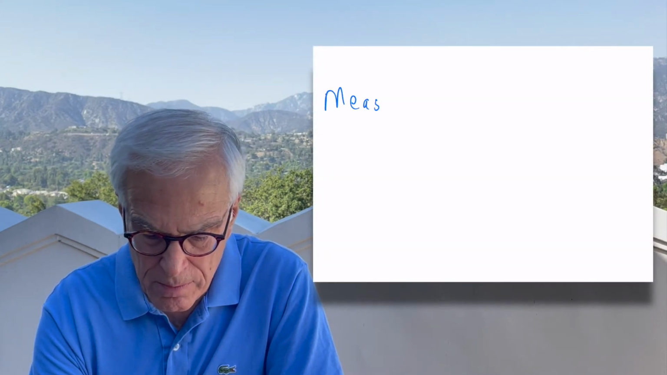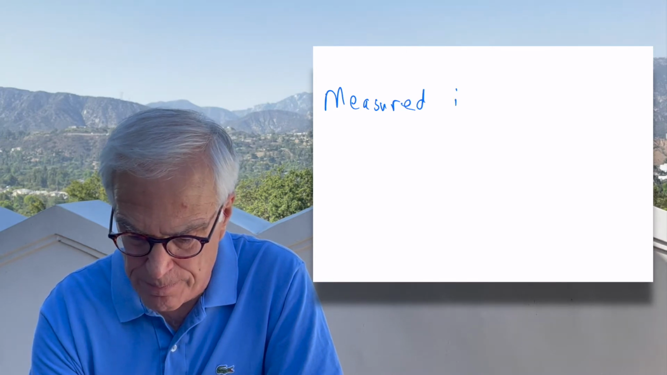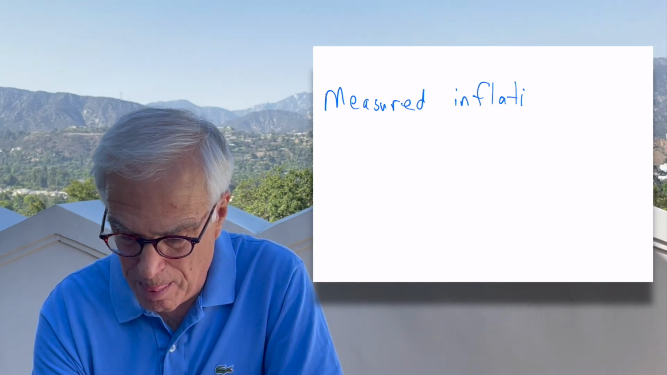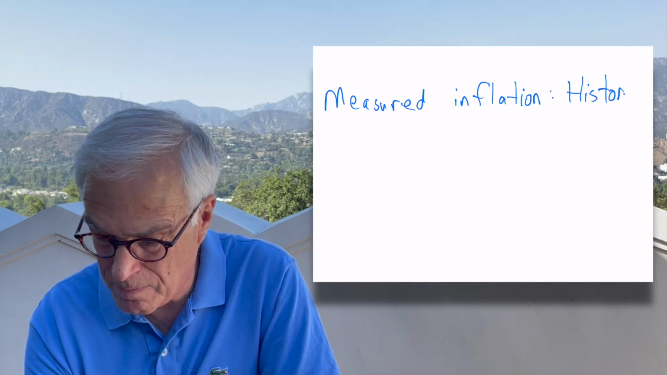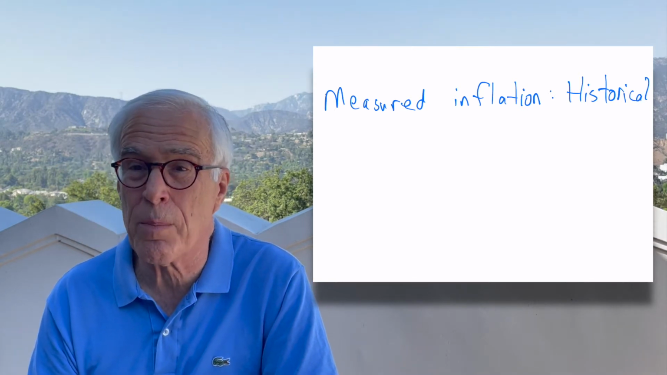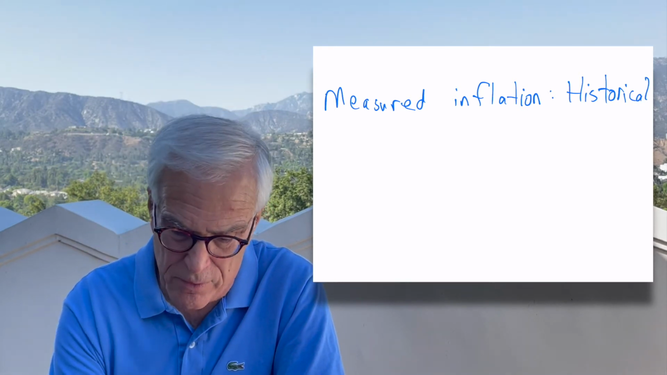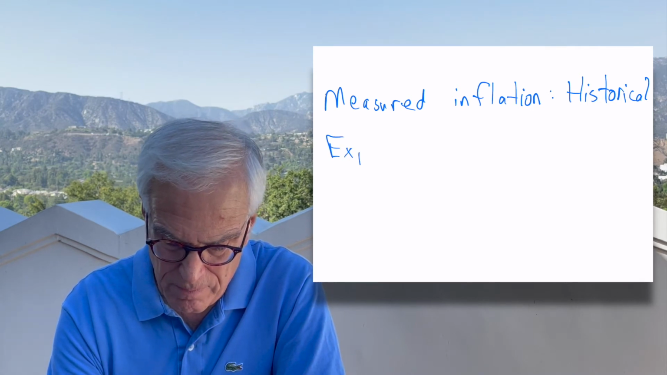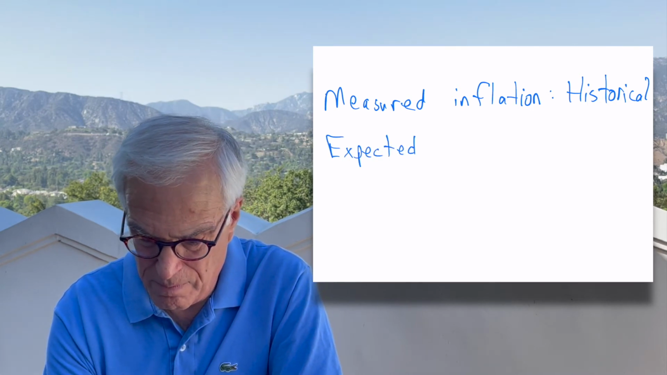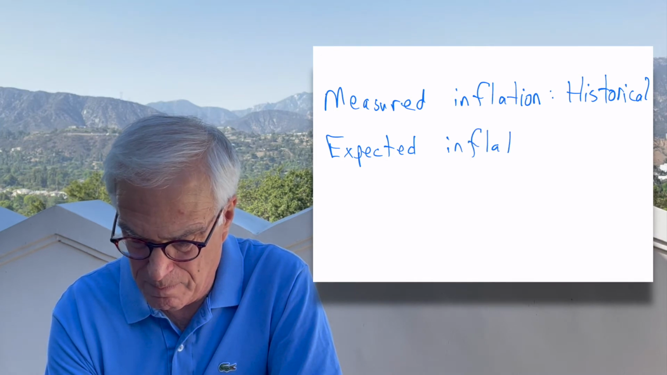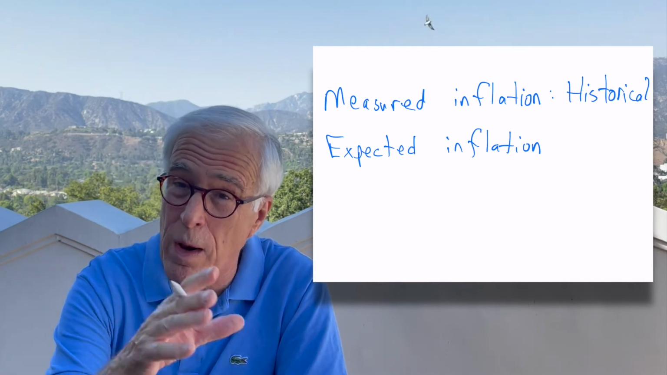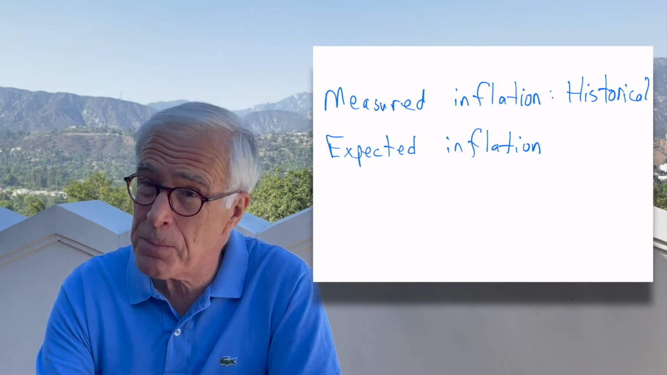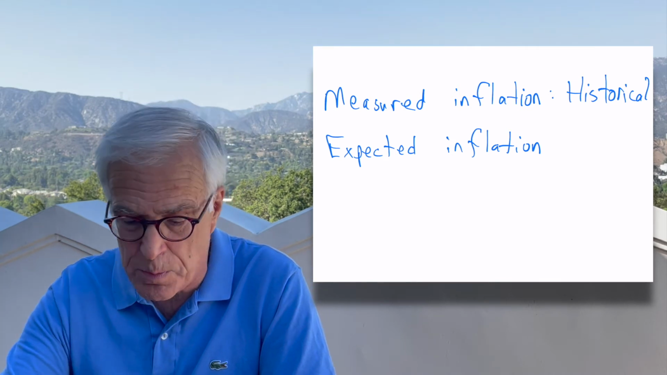One is actual measured inflation. That's a historical measure. And I'll tell you a little bit more about that in a moment. The next flavor is expected inflation. And that's more of a forward-looking measure, though we can talk about what people expected in the past. But typically, when we say expected inflation, we mean what they expect in the future.